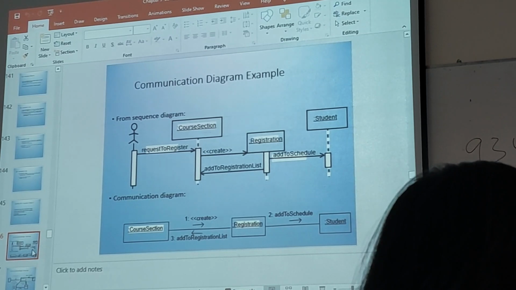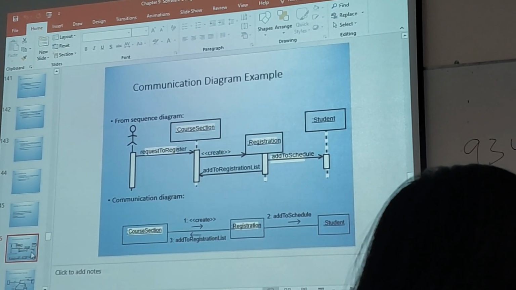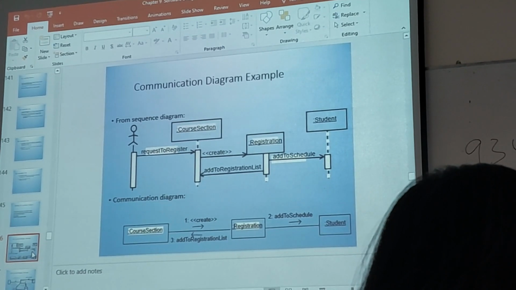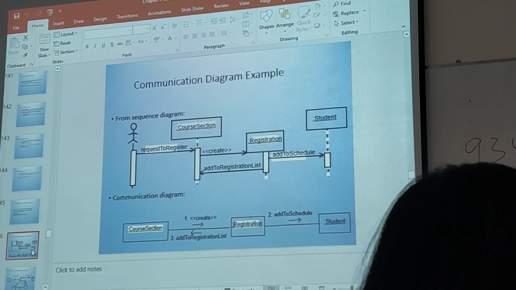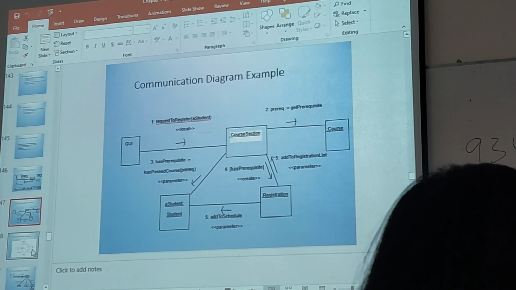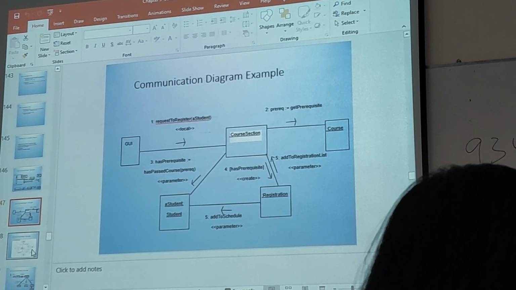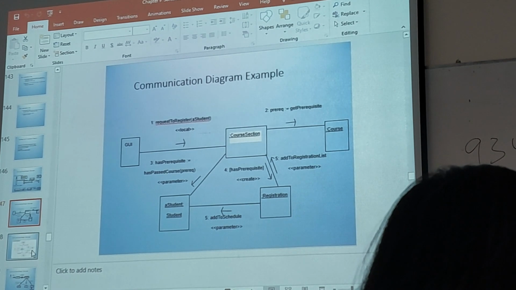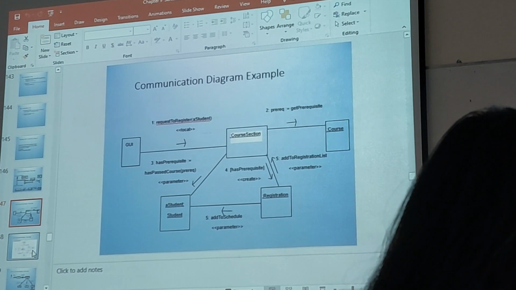Can you see that? And then the message passing is almost the same as the sequence diagram. You can also put 1, 2, 3 on the sequence of the messages, showing which message is being called first, or which method is being executed first. Okay, so another example. It is easier to draw than the sequence diagram. So now you can see what is meant by the column with the course section here. Actually, this refers to the classes. Course section class.